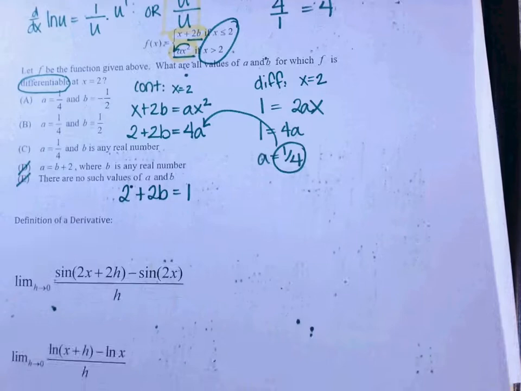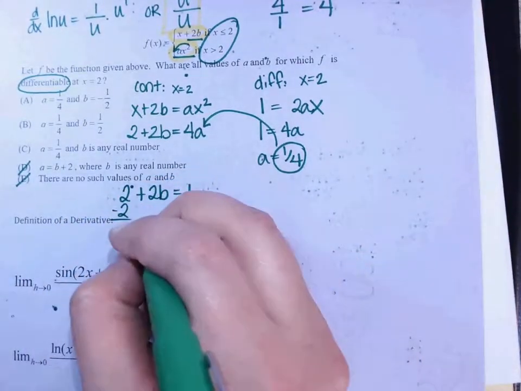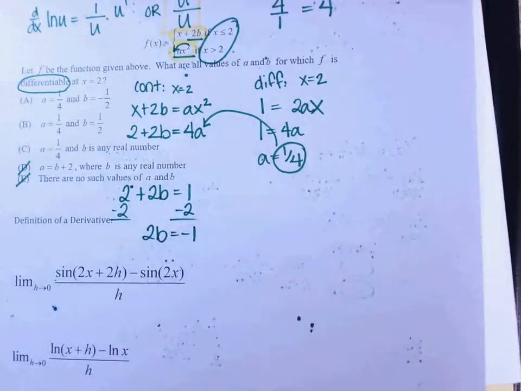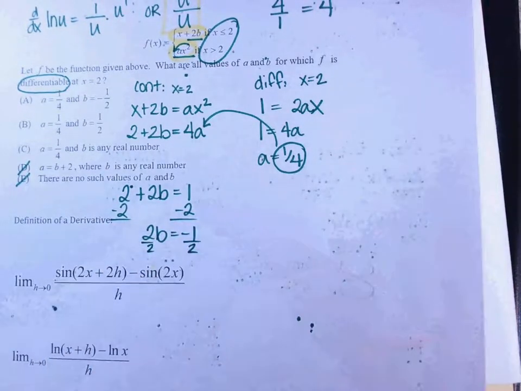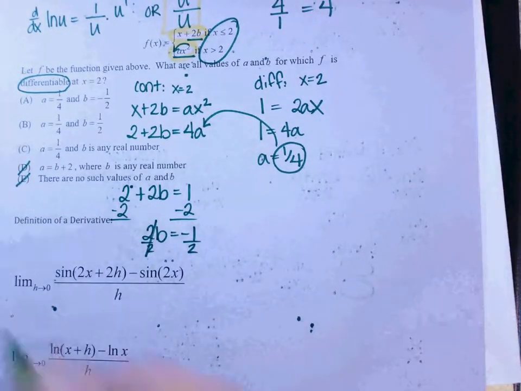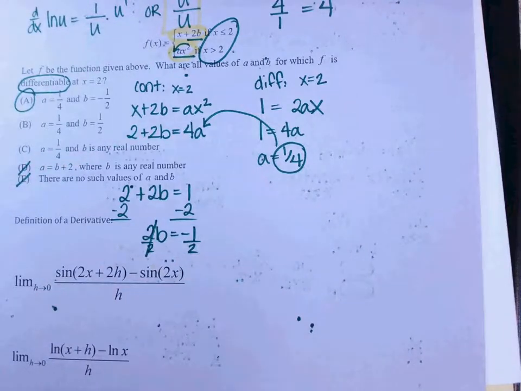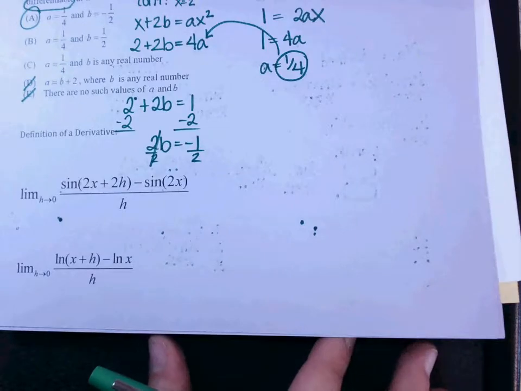1 minus the 2. Okay, what is 1 minus 2? 2b is negative 1. Then what? Divide by 2. So it would have to be negative 1/2, which is which one? It would have to be A. So remember, you set the left and rights equal for continuous, you set the left and right derivatives equal for differentiable.